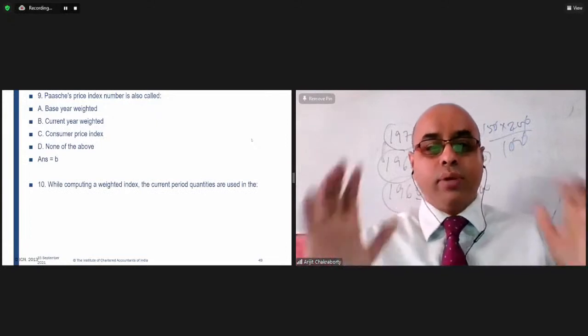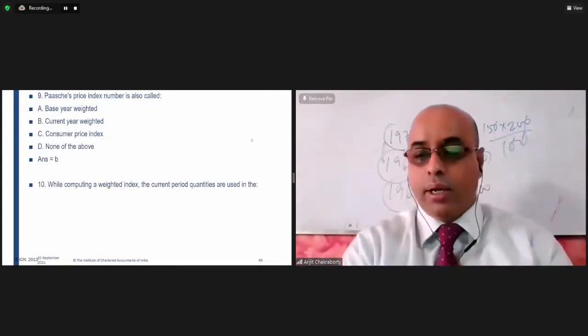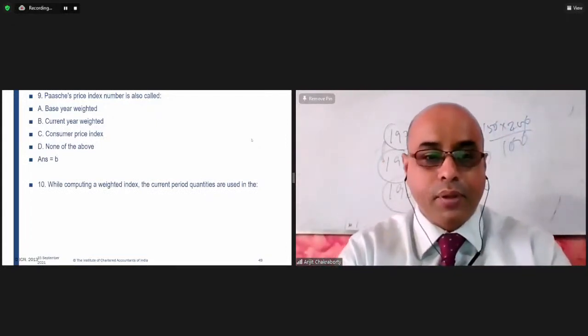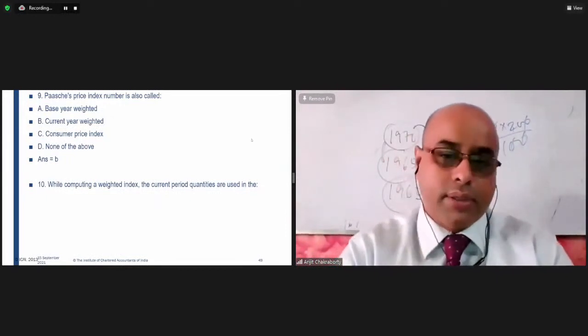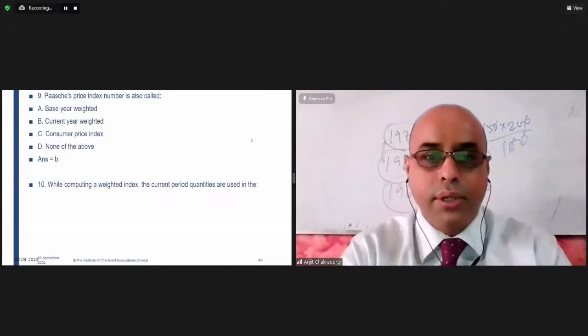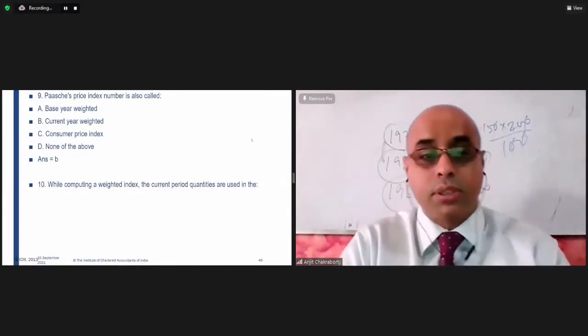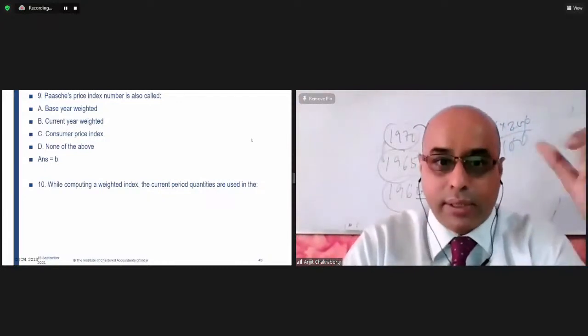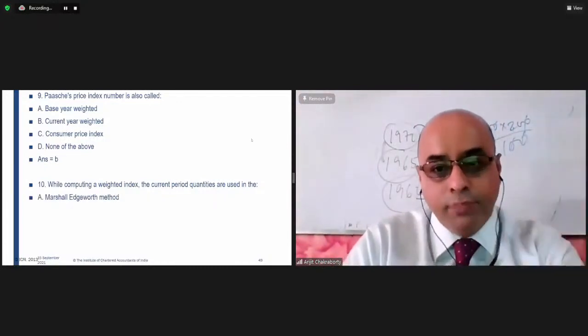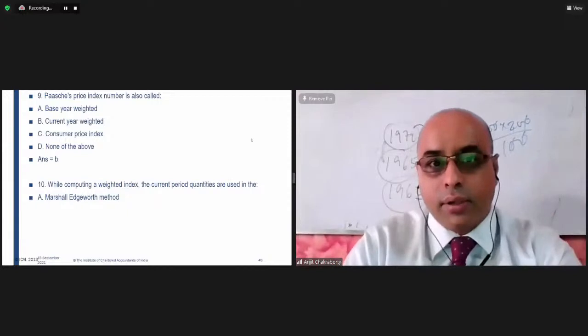The 10th question: while computing a weighted index, the current period quantities are used in the dash. So let's see the options. While computing a weighted index, so please note it's not a simple index, a weighted. Now, the current period quantities, okay.